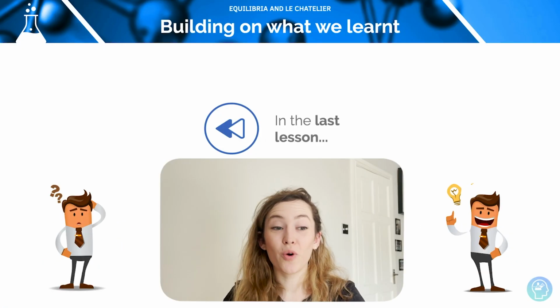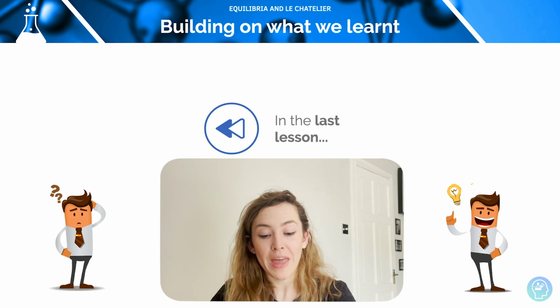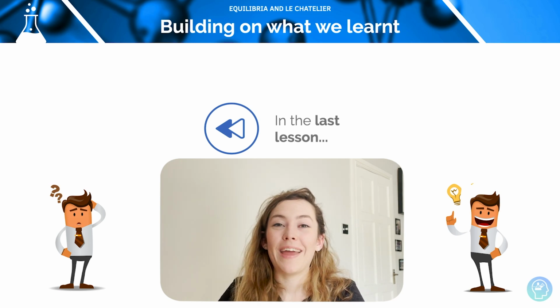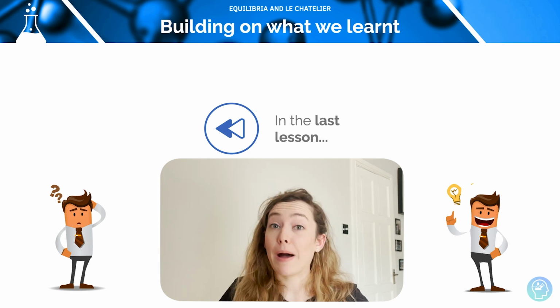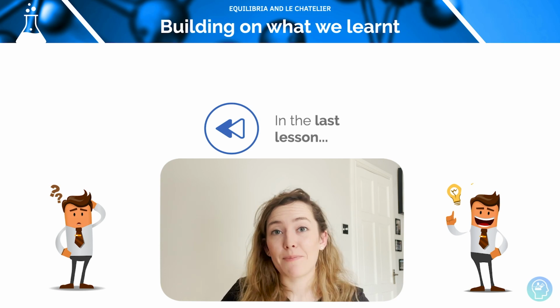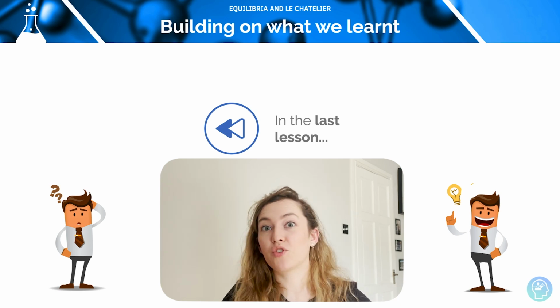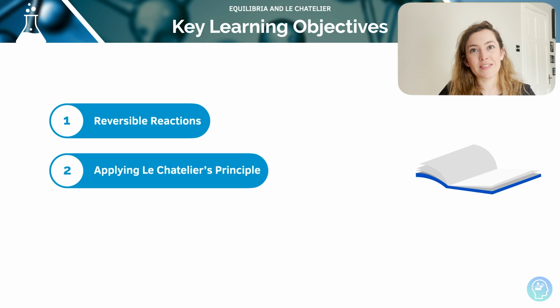Hi, welcome to this tutorial on chemical equilibria and Le Chatelier's principle. In the previous tutorial, we learnt about Maxwell-Boltzmann distributions and about how catalysts and also temperature affect them. So this is a slightly new topic, a slightly new way of thinking. We are looking at what reversible reactions are and applying Le Chatelier's principle.